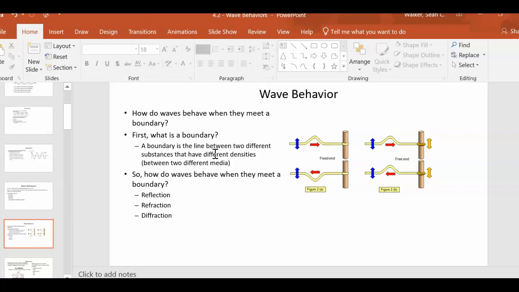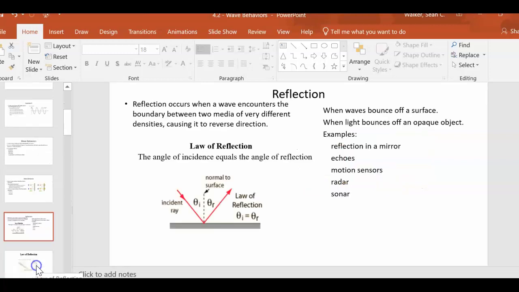So for example, let's say you shine a light into glass, the boundary would just be the line between the air and the glass. All right, and so we're going to talk about how waves behave when they meet a boundary. And when a wave meets a boundary, it can either reflect, refract, or possibly diffract. And really all of those are a possibility. Okay, but first we're going to start off talking about reflection.